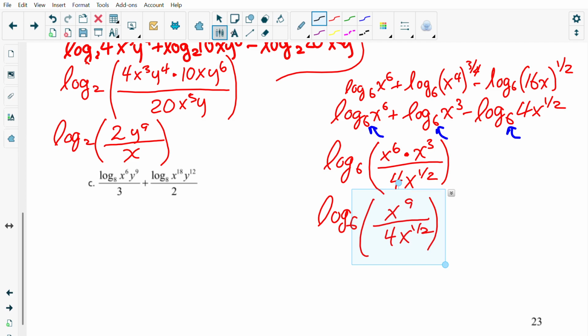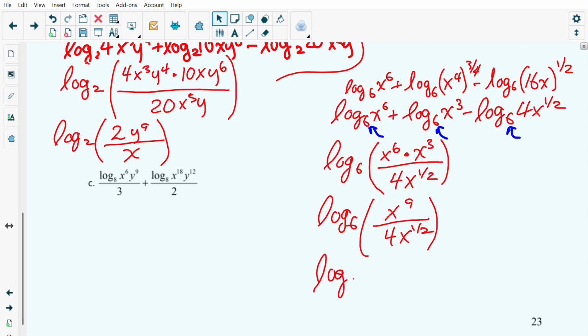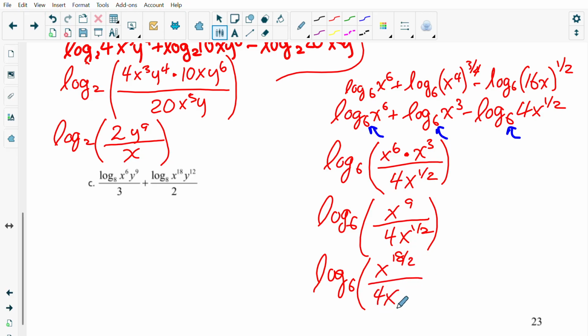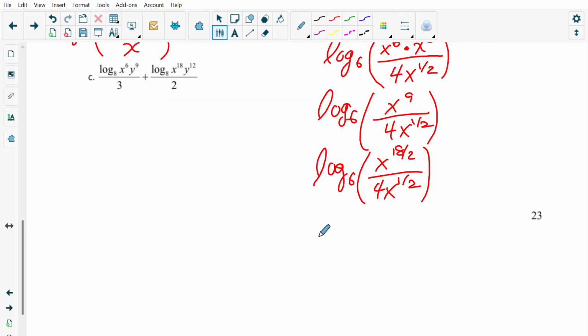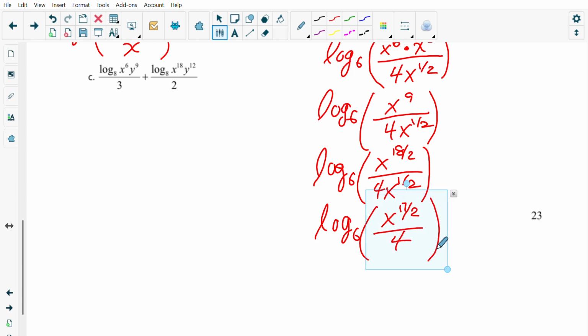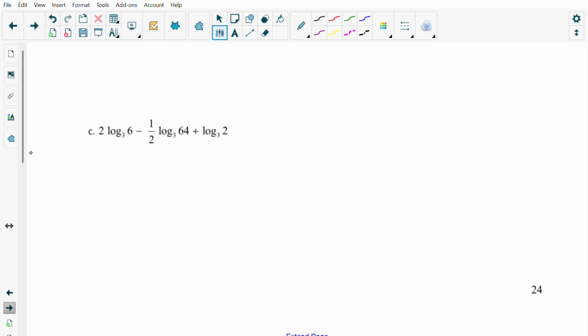Okay, I want positive exponents, no radicals. Log base 6 of x to the 9th is x to the 18 halves, divided by 4x to the 1/2. Log base 6 of x to the 18 halves divided by x to the 1 half is x to the 17 halves divided by 4. Okay, and we're done with that one. Next page, folks.